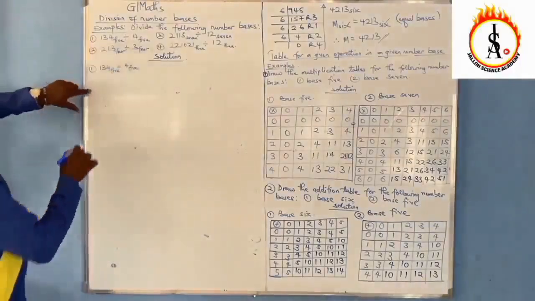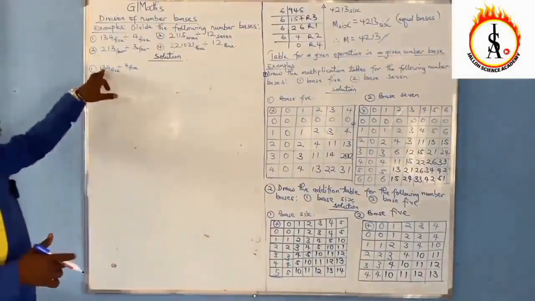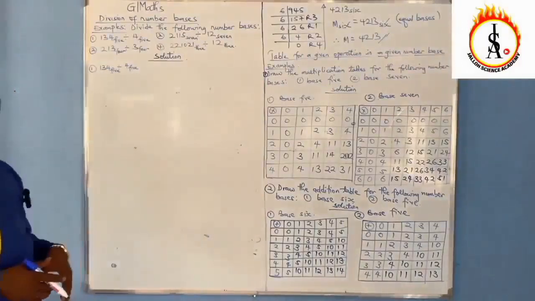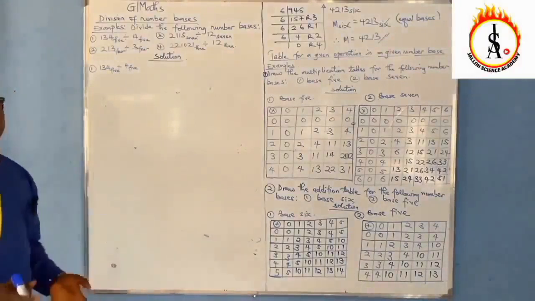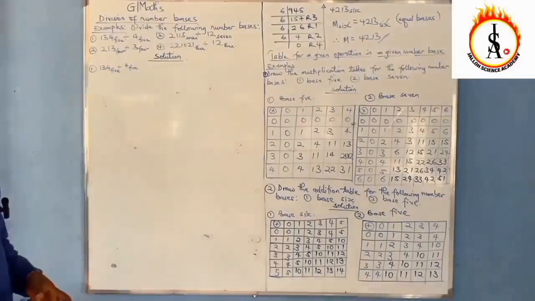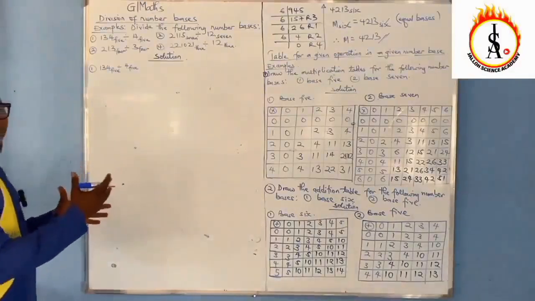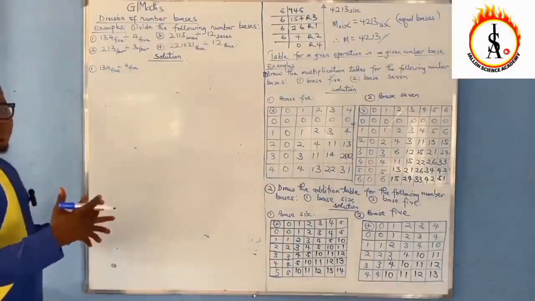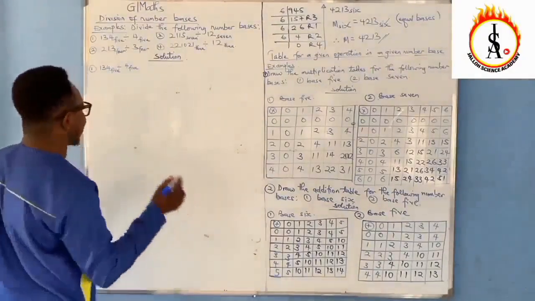Dealing with this, what most students do is convert this to base 10, convert this to base 10, then divide, and convert the answer they arrive at to base 5. But that's a boring way of looking at it. So let's look at a more matured way. Big boys do big things and big girls do big things. So let's look at the more matured way of doing it.